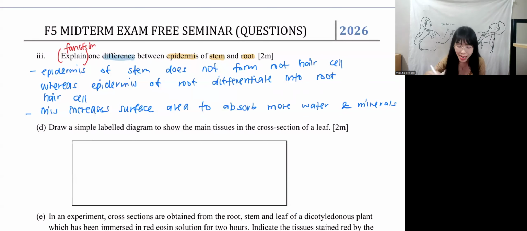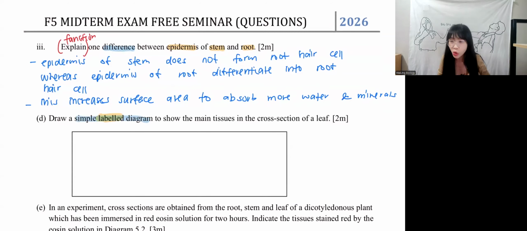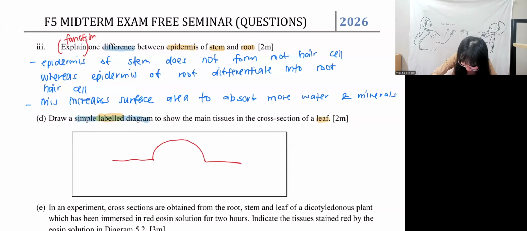Draw a simple label diagram. Okay, what is the mistake people always make whenever they draw? It's called a simple label diagram, guys. Label is the word, label. Many people, when they draw, they don't label. I don't know why. You just label whatever diagram you draw. How do you draw a leaf? Leaf looks like a watch, like a toy watch. Okay, like that.